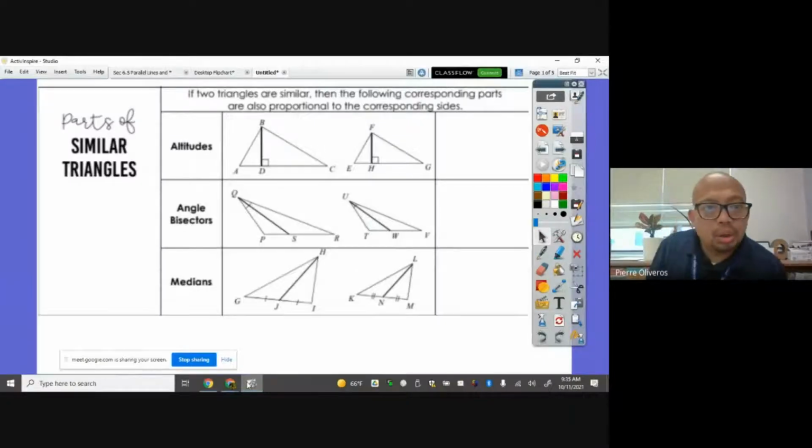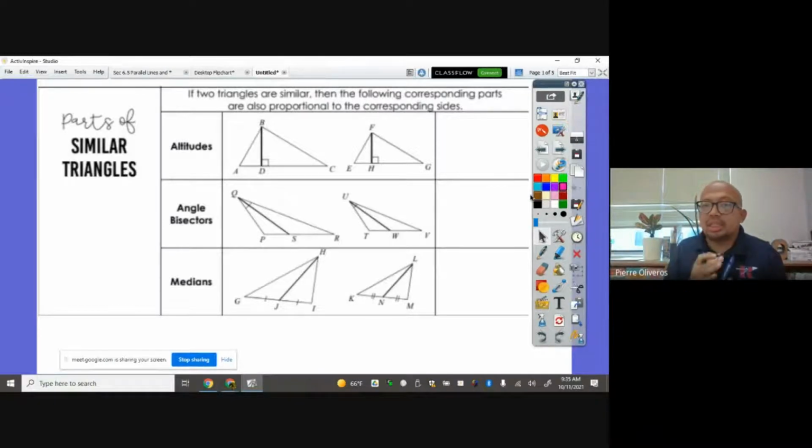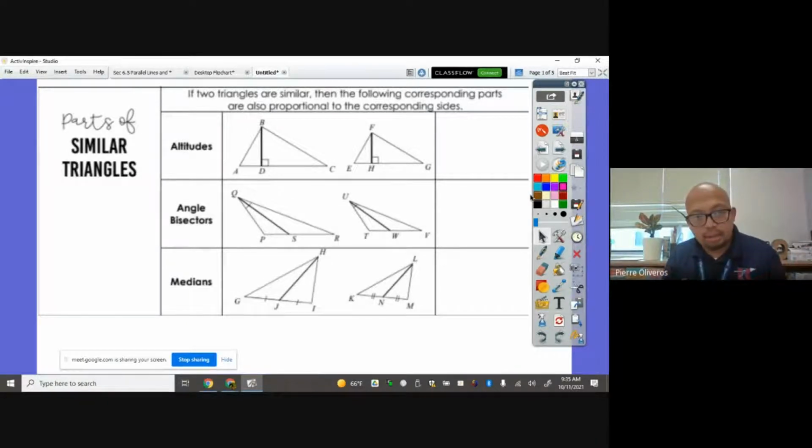This is Mr. O, and today we're going to learn about parts of similar triangles. If two triangles are similar, then the following corresponding parts are also proportional to the corresponding sides. Altitude, we talked about the height. Angle bisector is a segment, a ray, or a line that cuts the angle into two equal angles.